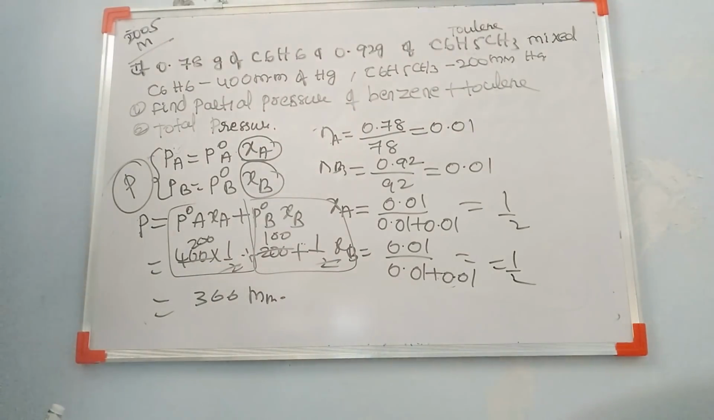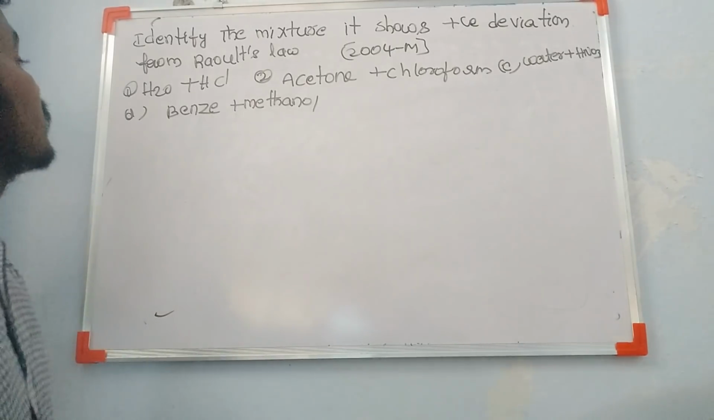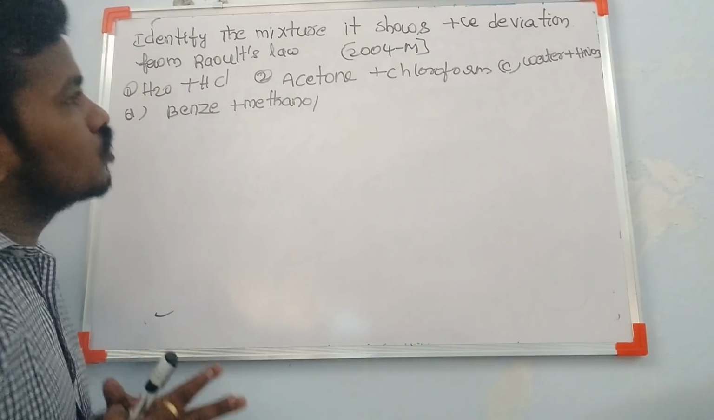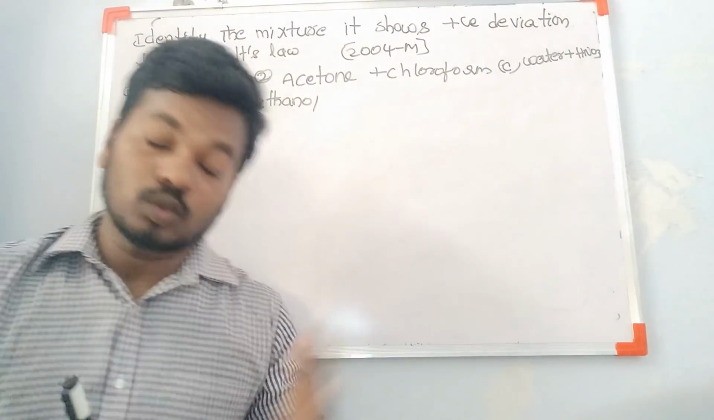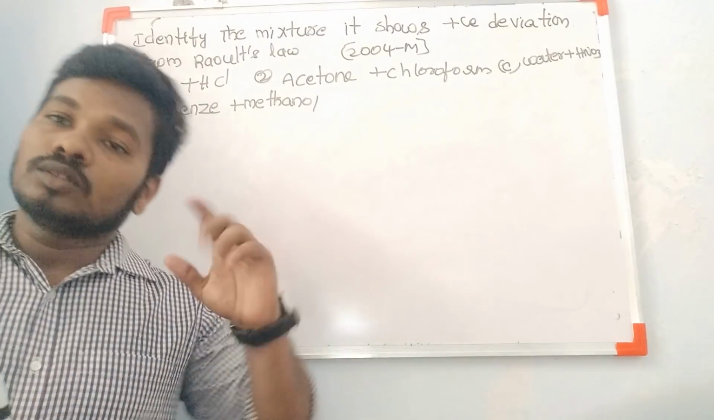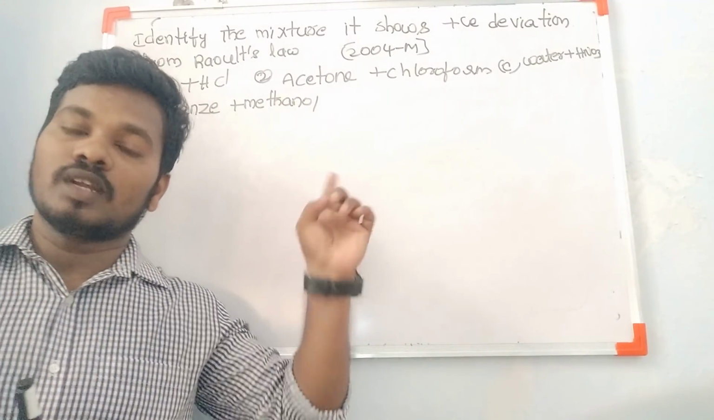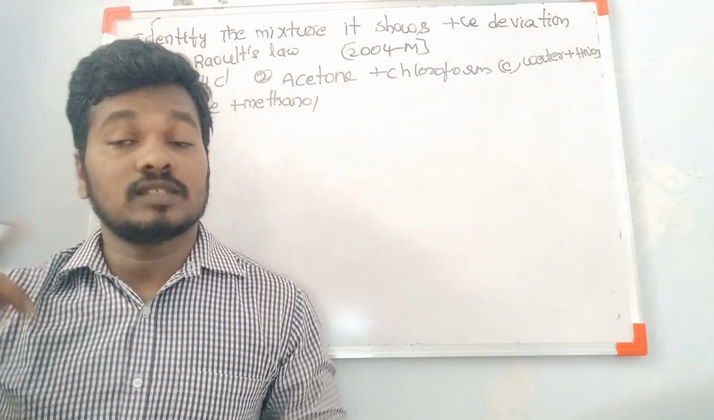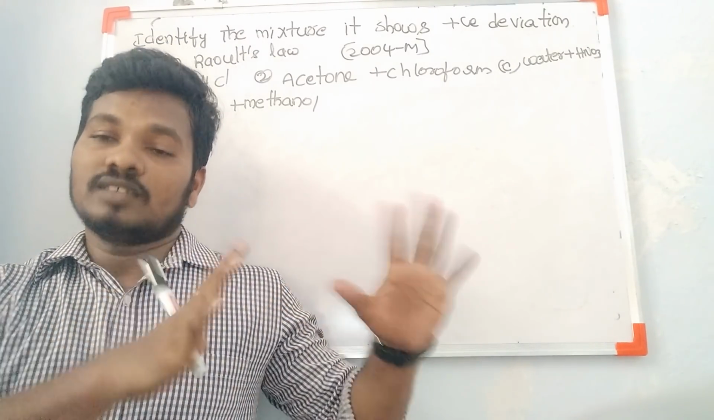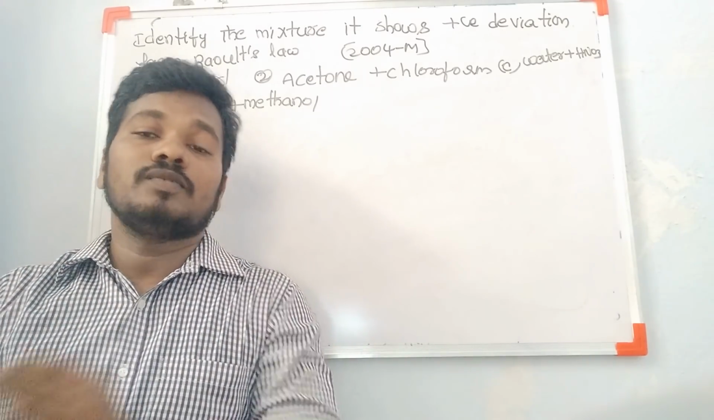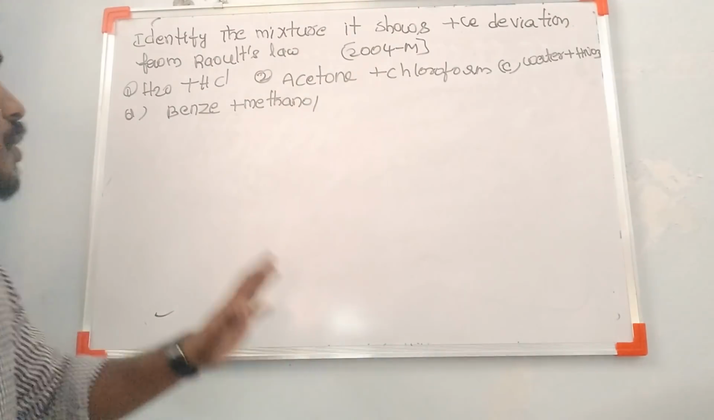So next question, you can see the next question. Identify the mixture that shows a positive deviation from Raoult's law. They asked this question in 2004 mains. Definitely this type of question will come, whether it is a positive deviation or a negative deviation. They will give some examples and ask whether it is a positive or negative deviation. The same concept will repeat.